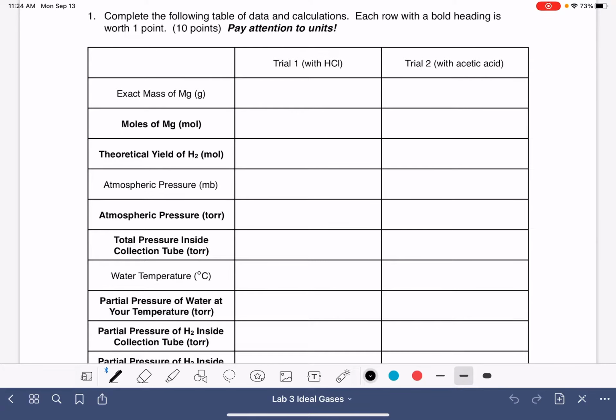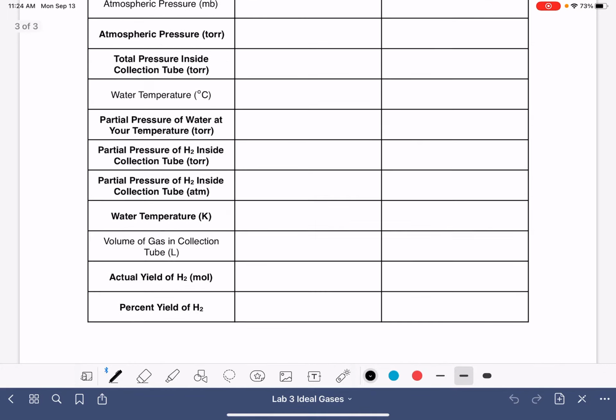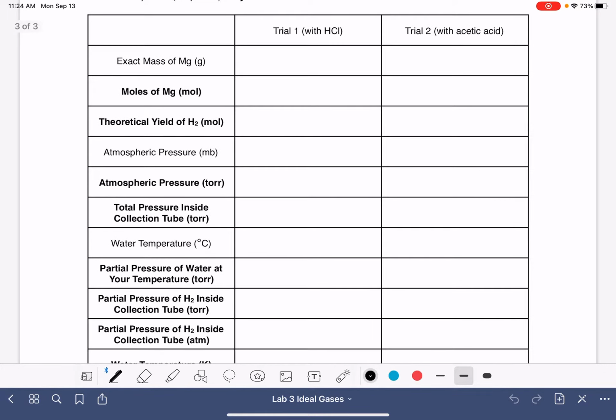In this video, I'm going to be walking you through the post lab for Lab 3 ideal gases. This is just one big giant data table with some calculations in there as well. The first thing on this data table is the mass of magnesium in grams that you measured out in the lab. So this is going to be some number that you obtained when you measured out your magnesium sample.